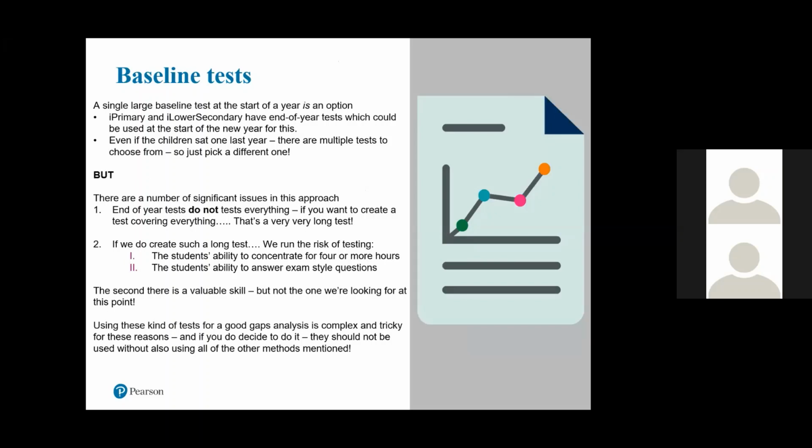The first is end of year tests, which baselines are often based upon, almost never test everything from that year's teaching. They test a relatively randomized selection of content. The student is encouraged to revise because they know anything could come up. But as a post-event diagnostic tool, they're limited by this. You're only testing what you're testing. If you want to create a test covering everything, that is going to be a very, very, very long test.